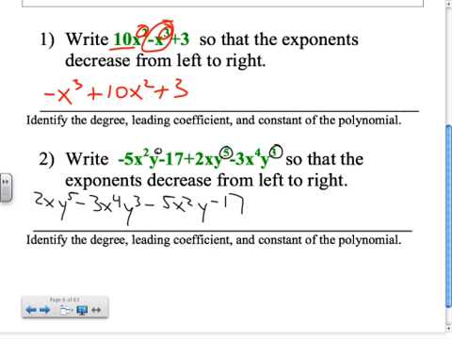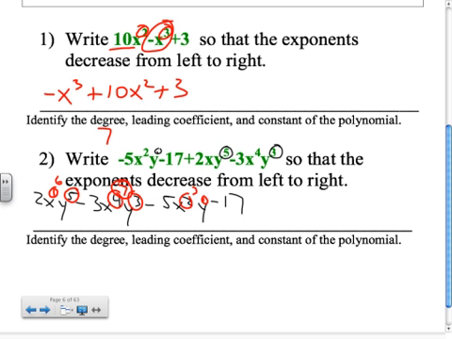It says identify the degree. The degree is the highest exponent of the terms. So I take this 5 and the 1 here and add them. The degree there is 6. The degree here is 4 plus 3, which is 7. The degree here is 2 plus 1, which is 3. Well, the biggest one is 7. Therefore, the degree here is going to be 7.